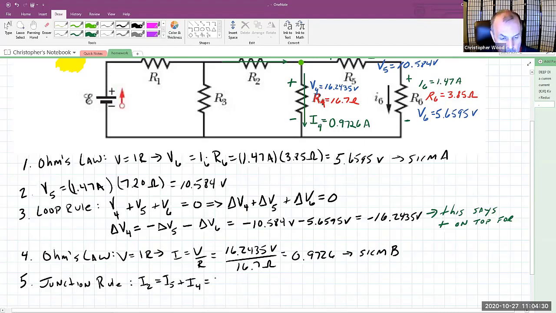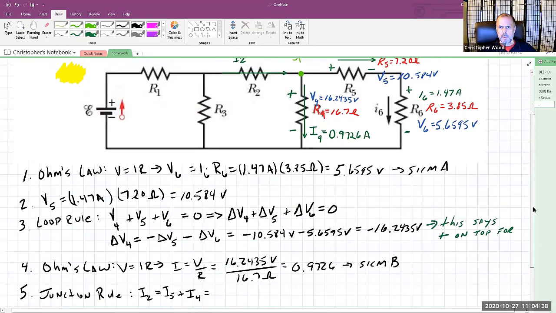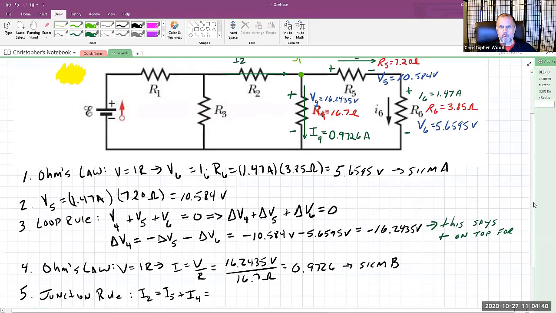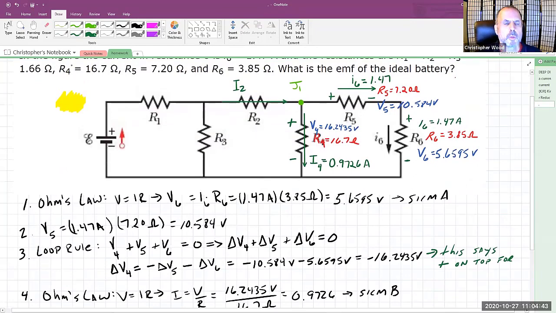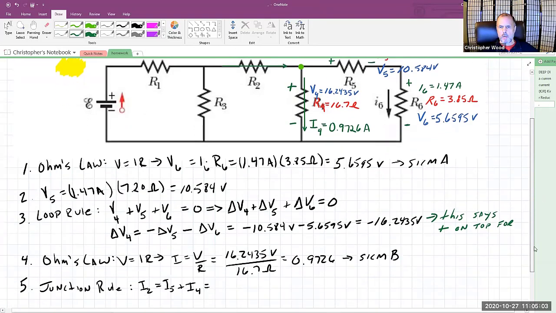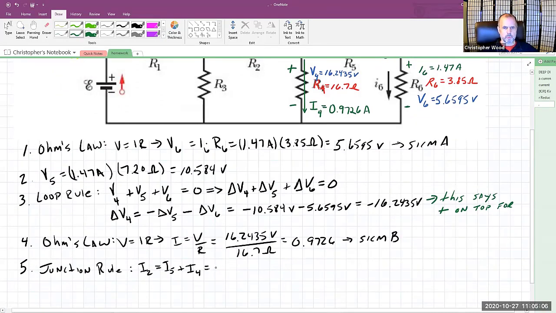So the current flowing through resistor 2 into junction 1 is I5, which I had up here as 1.47. Oh, here's a little typo, you guys. Well, maybe not a typo, kind of a typo. I'm going to say I5 equals I6. All right, that just kind of caught my eye. So I2 is equal to 1.47.